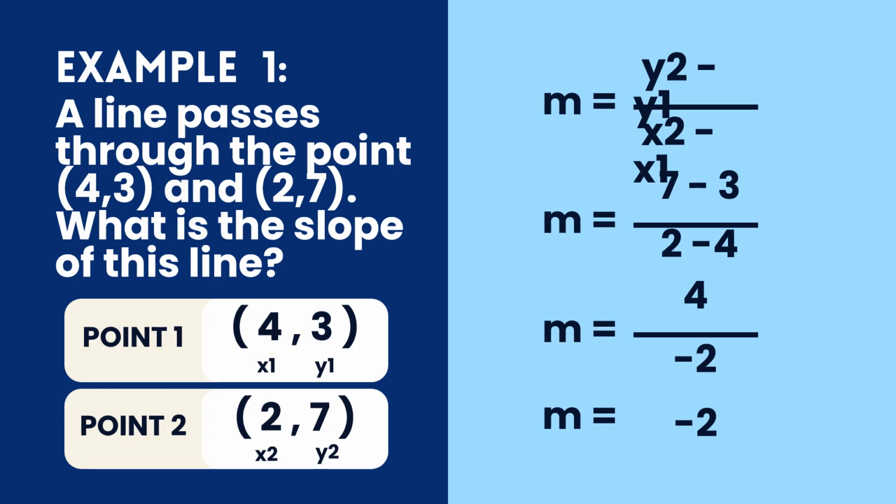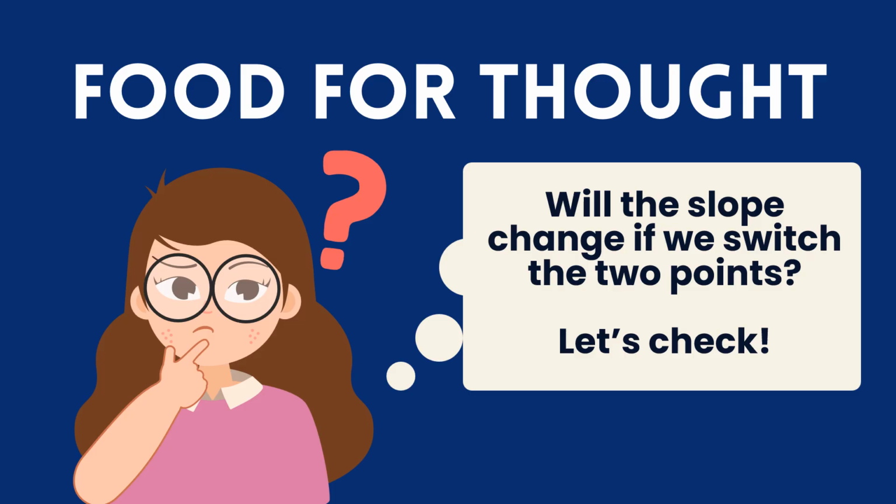When we simplify this, we get 4 over negative 2. But when you divide 4 by negative 2, you get negative 2. So your slope would be negative 2, just using this formula and the points without even needing to look at the line. But let's think for a second.